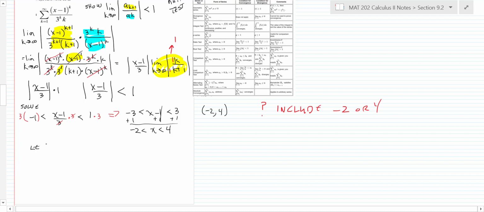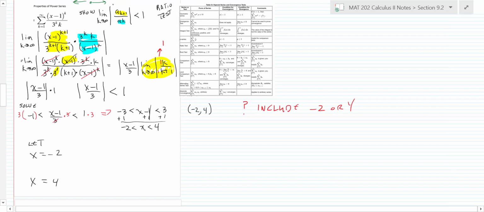So what we're going to do is let x be negative 2, then let x equal 4. And where do we go with that? We go all the way back to the beginning. So you want to look at the original problem. That's what we're going to test: we let x be those endpoints of the interval of convergence and see what we get.